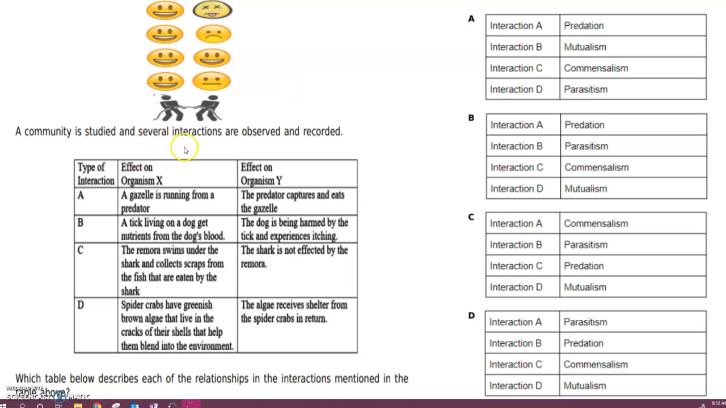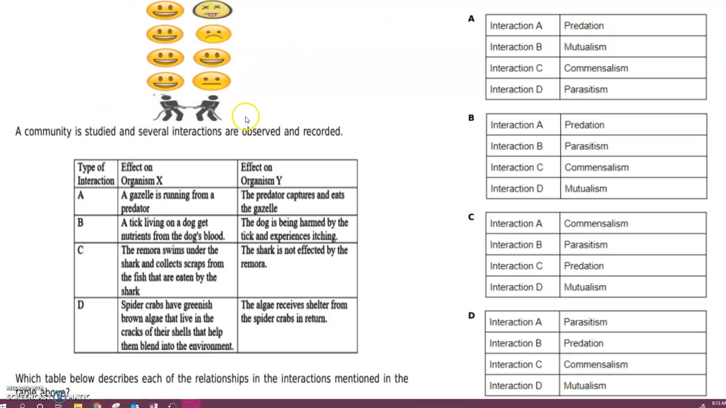A community is studied and several interactions are observed and recorded. So we have this table and it has 4 types of interactions: the effect on organism X and the effect on organism Y. Before we really get into figuring out what all of these examples are showing, when we look at our answer choices, we can kind of figure out what it's wanting us to do.